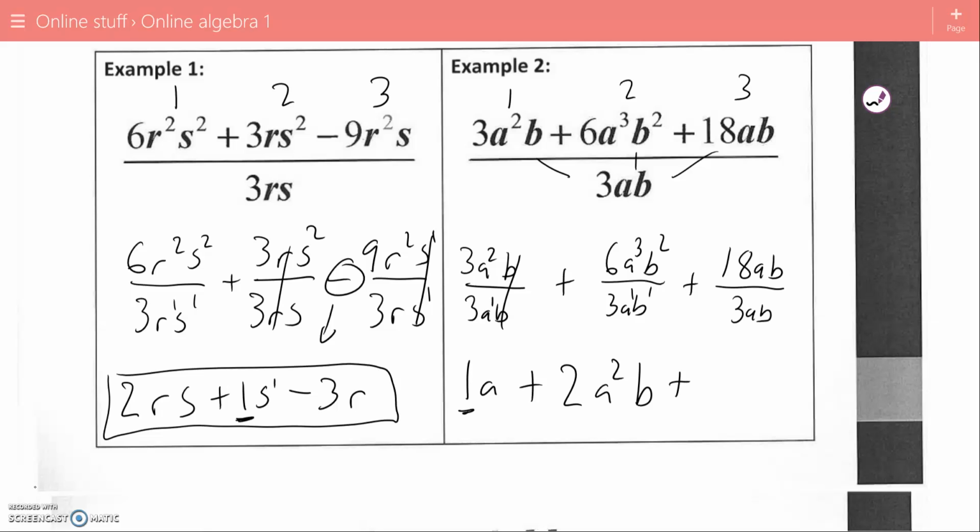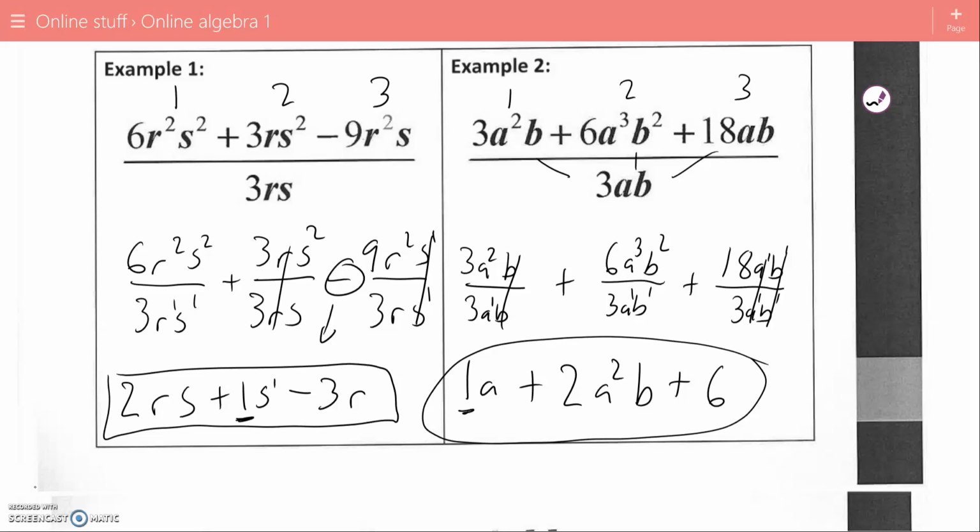Finally, the last section, I have 18 divided by 3 gives me 6. A's cancel out because I have 1 on top and bottom. And my b's cancel out because I have 1 on top and bottom, leaving just 6 and giving me this as my final answer. This may bring back what we did with exponents, it may not, but either way it is the same process.